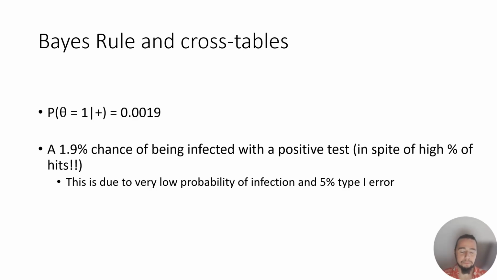So the probability of being infected given you have a positive test is very small. You have a 1.9% chance of being infected with this rare disease if you have a positive test, in spite of having a really high percentage of hits. Why is this? Basically because the probability of infection is very low and we have a 5% type 1 error. To be very precise with a very rare event, we need a very low type 1 error and a very low type 2 error, therefore a lot of hits and a lot of correct rejections. So as you can see, simple, elegant, and fascinating regarding Bayes' rule.